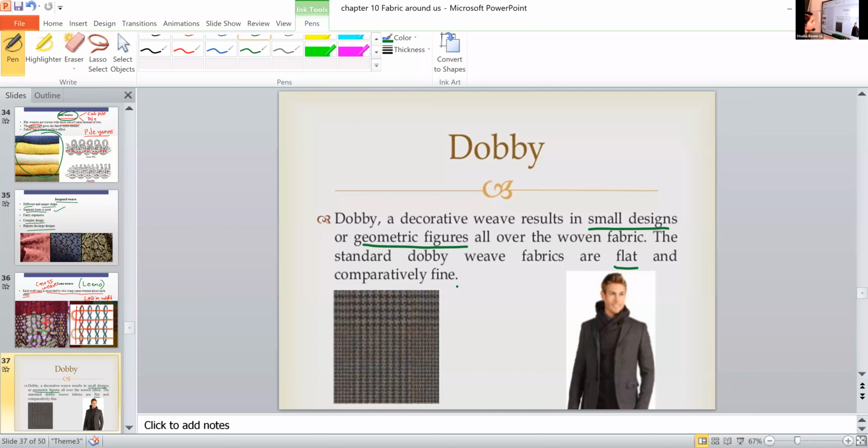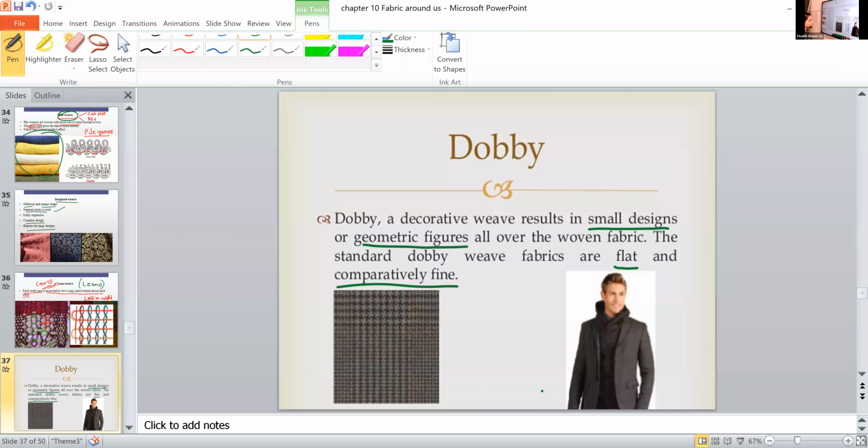In twill weave, the main characteristic is a diagonal pattern. In pile weave, an extra set of yarn is added. Jacquard are the complex weaves. Lino weave means two warp yarns are twisted and the weft yarn is encircled. In Dobby weave, the characteristic is small designs or geometrical figures.